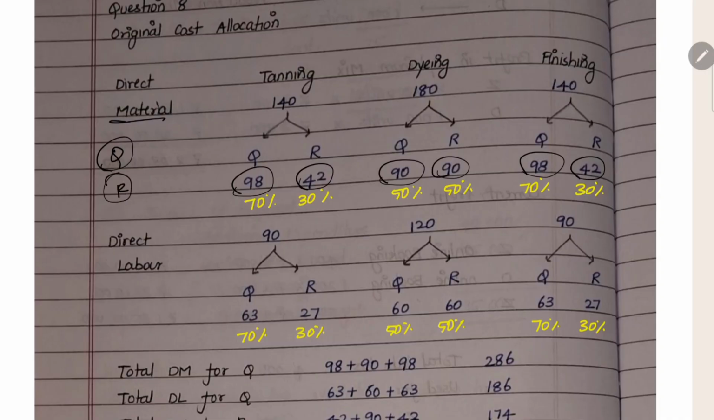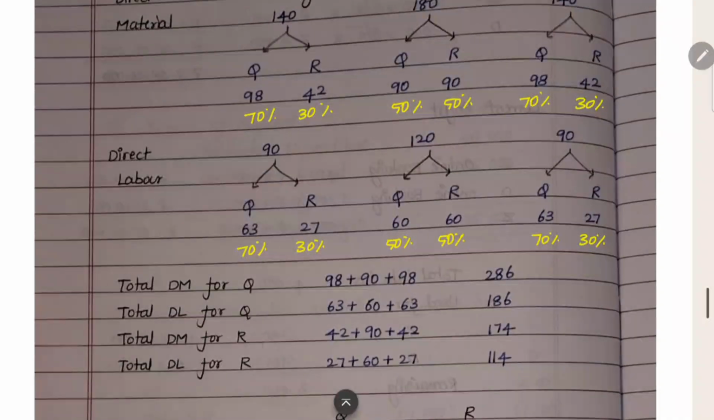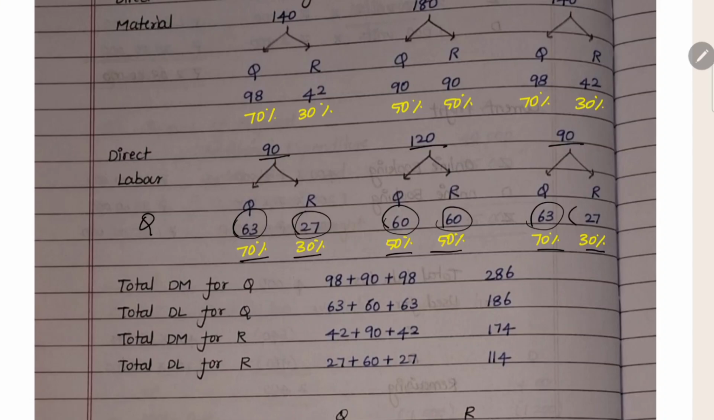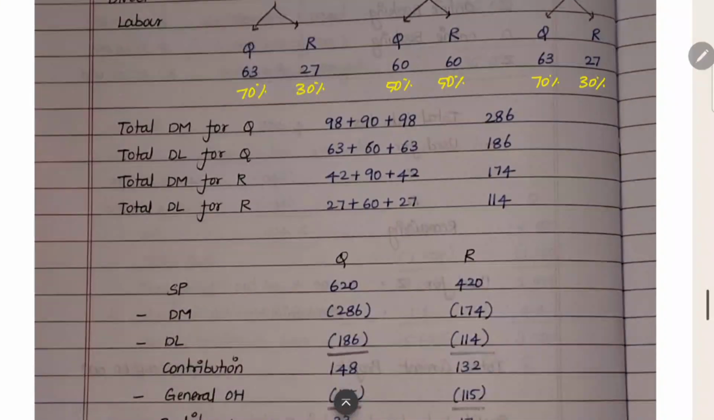Same like that in direct labor also, we have given the total cost. It is directly given in the question. You are apportioning it in the same ratio, 70-30, 50-50, 70-30. When you add all these three, 63, 60, 63, you will get the total direct labor cost incurred in all the three processes for product Q. Similarly, if you add all these three, you will get the direct labor cost for R. That is what I have given here. Total direct material for Q, total direct labor for Q, total direct material for R, total direct labor for R. This is the total material cost and labor cost per product for Q and R separately.